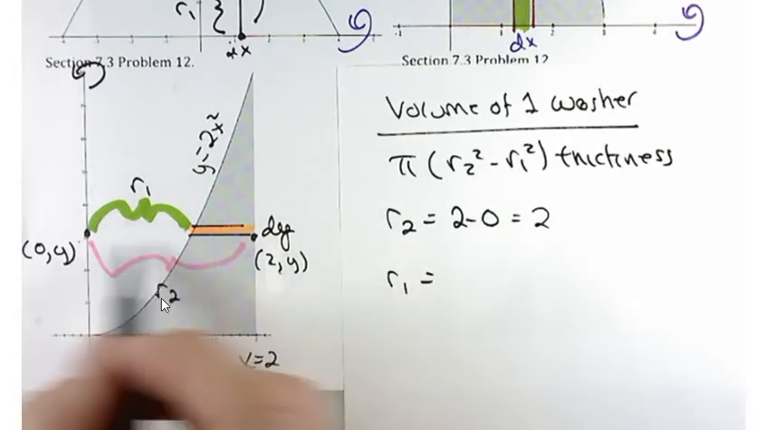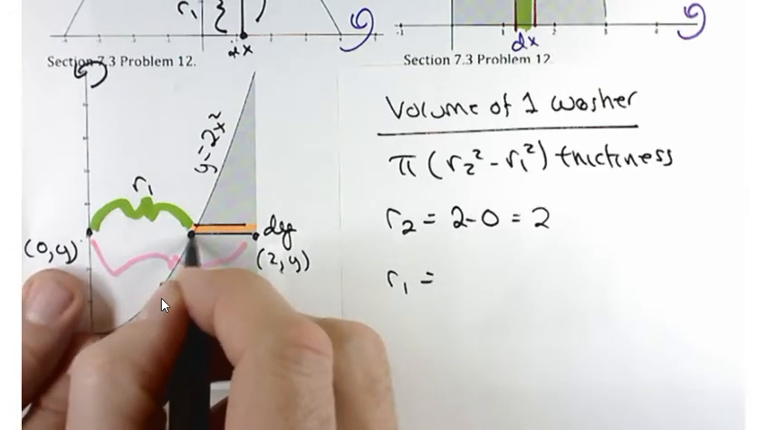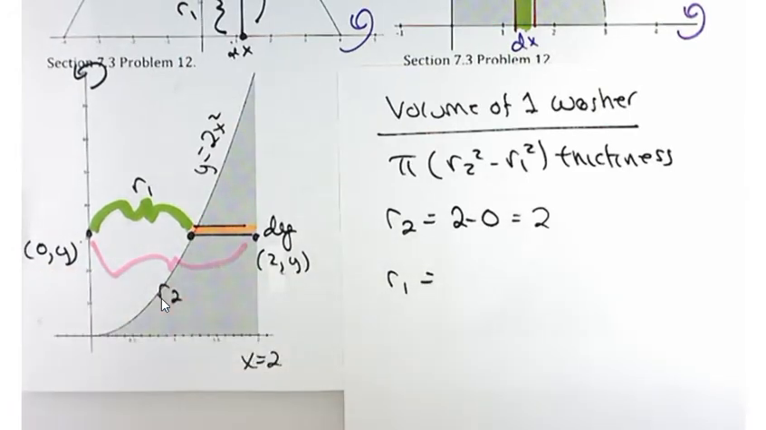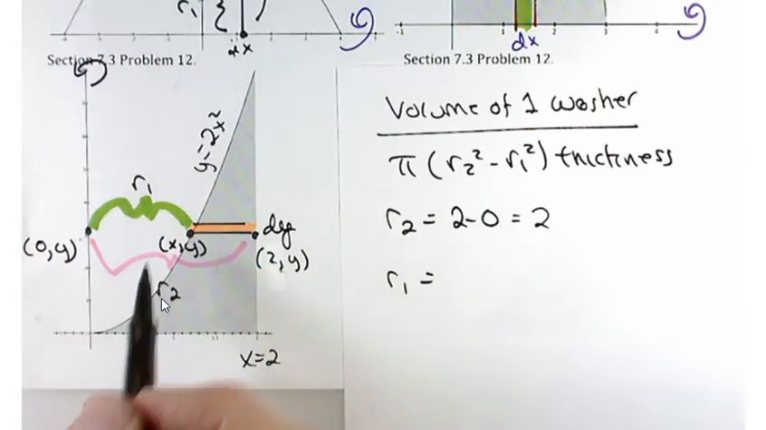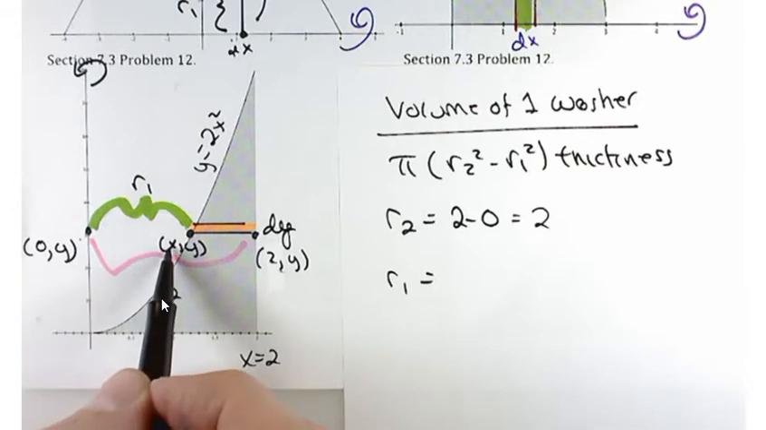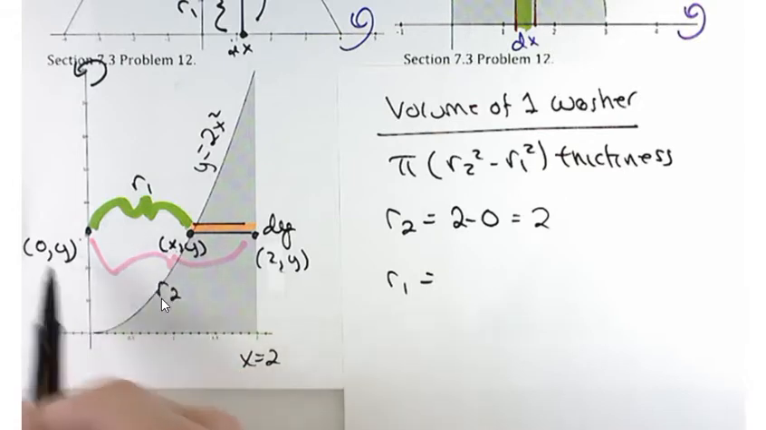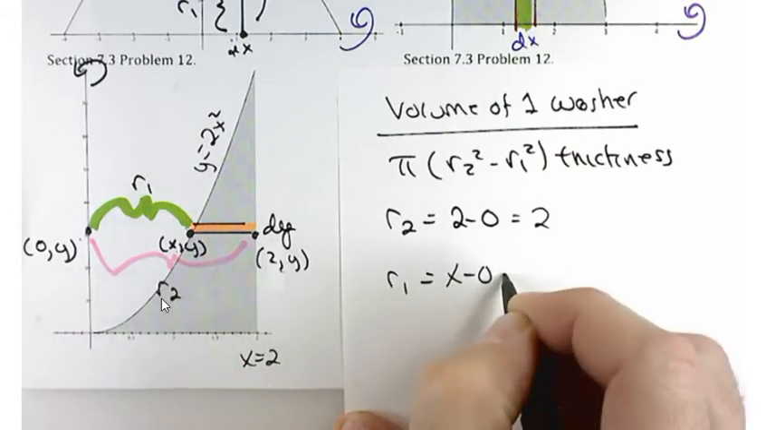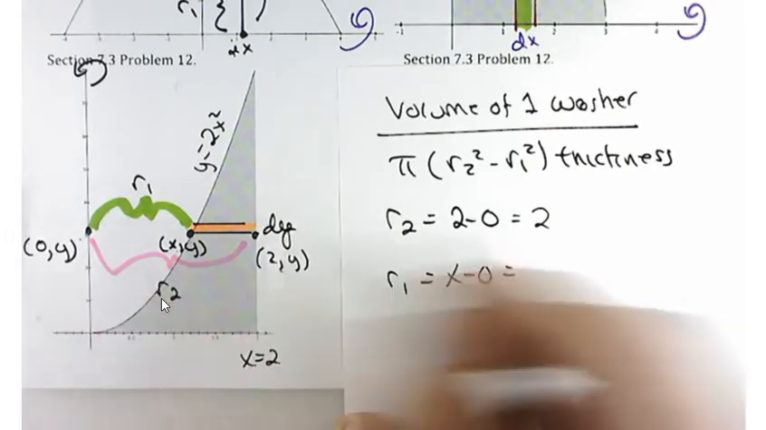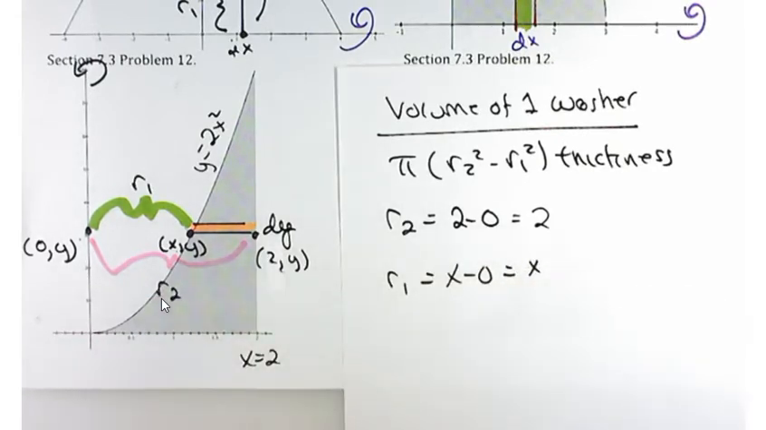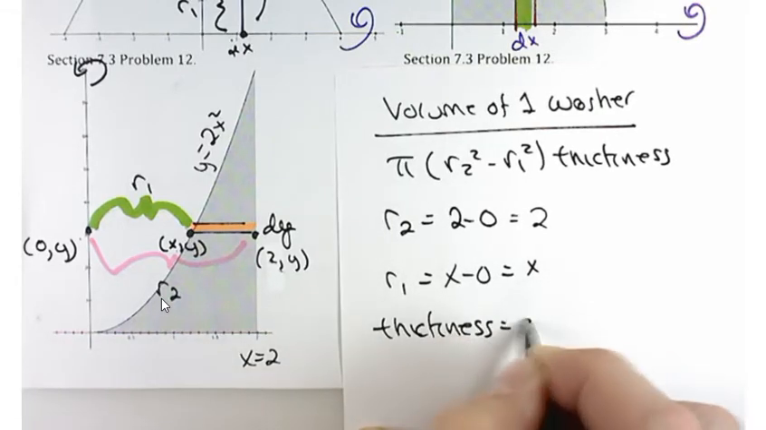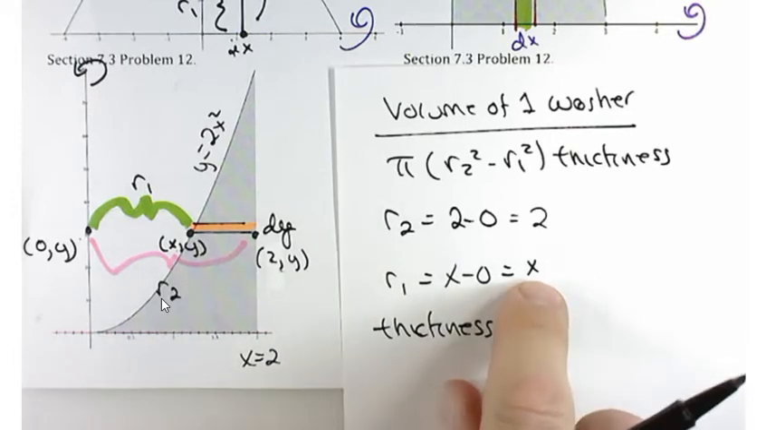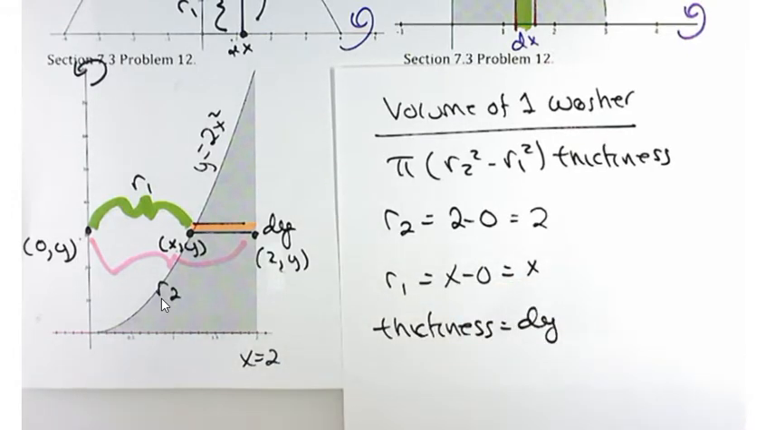But here's where I'm going to have to work. The coordinates at this point, I'm just going to make them general. Call them x and y. I can still find this distance. It's still right minus left. X minus 0. But because my thickness is a dy thickness, it's not enough to have this as an x. I need to solve for that in terms of y.